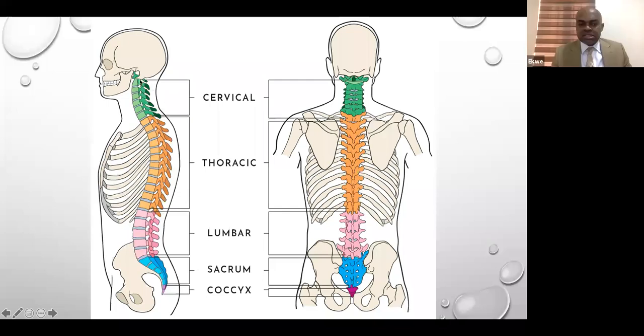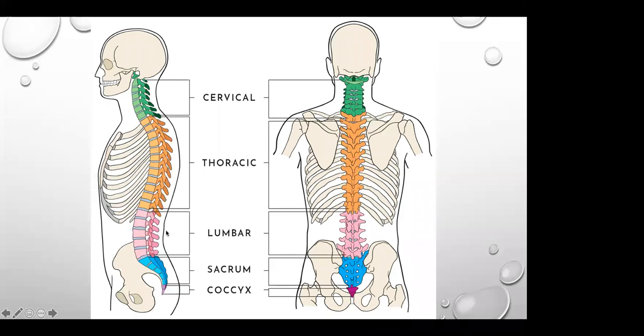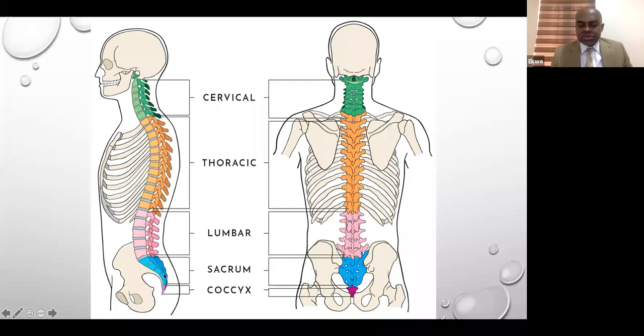So you can see the cervical vertebra around the neck, the thoracic vertebra around the chest, and the lumbar vertebra in the lower back, the waist region. And then the buttocks area contains the sacrum and the coccyx, which, like I said, because they are fused and they hardly move, they hardly cause problems.